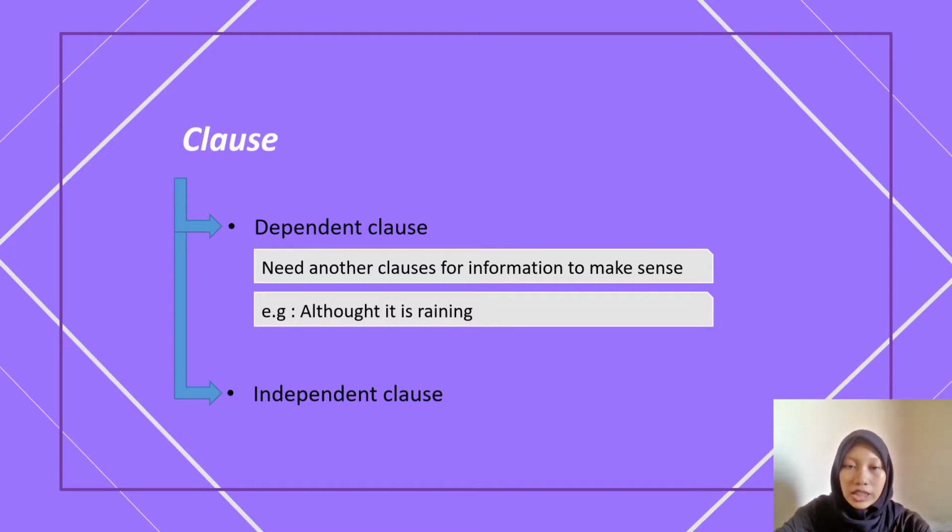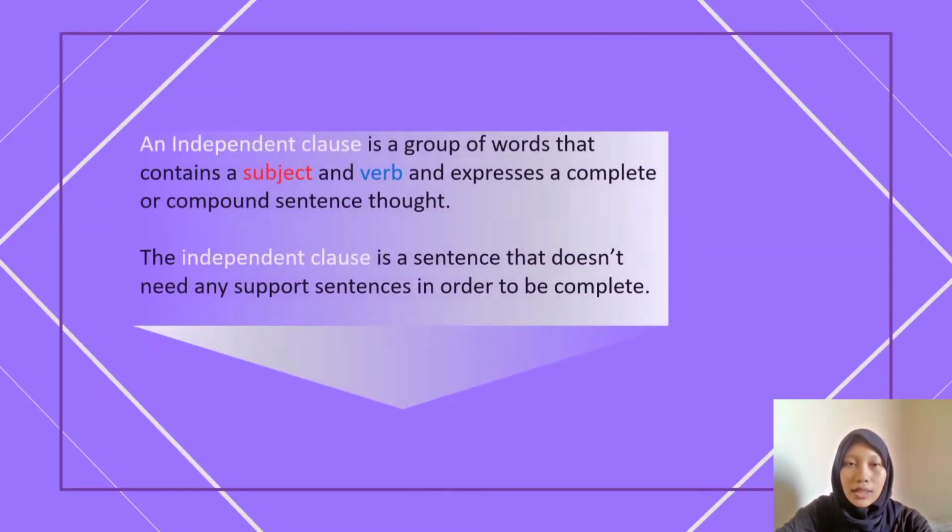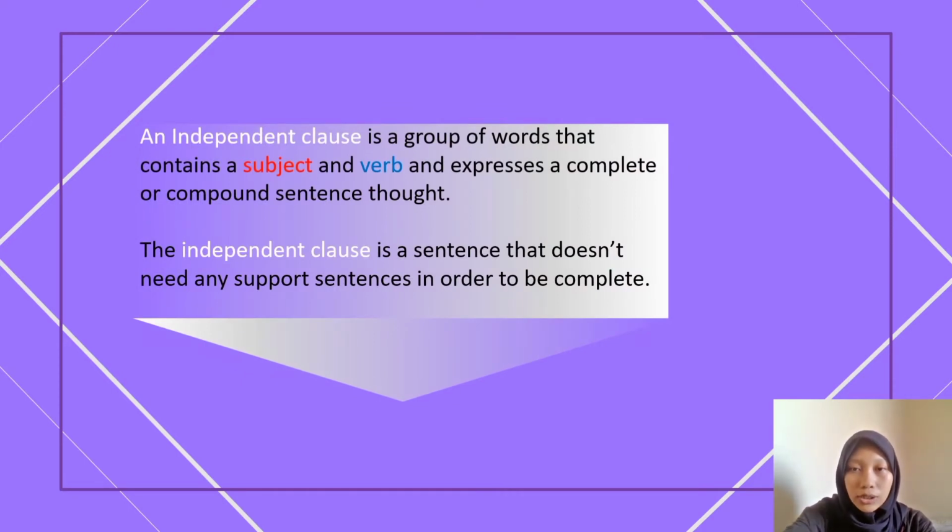Then, how about an independent clause? An independent clause is a group of words that contains a subject and verb and expresses a complete or compound sentence too. The independent clause is a sentence that doesn't need any support sentence in order to be complete.